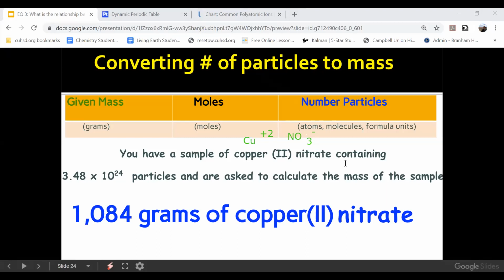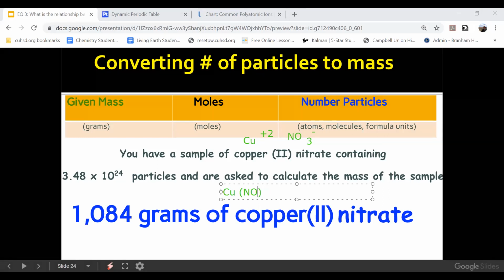In this case, we're going to have 2 nitrate ions, and we're going to have 1 copper. So your copper(II) nitrate is going to look like this. You're going to have Cu, so we're going to have 1 copper. Then you're going to have that parentheses, NO3, parentheses.